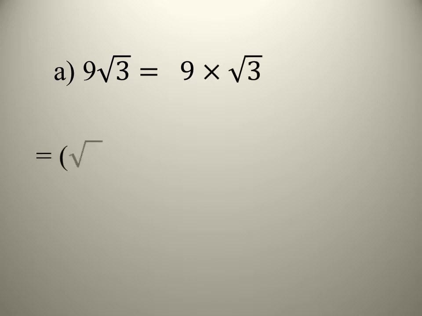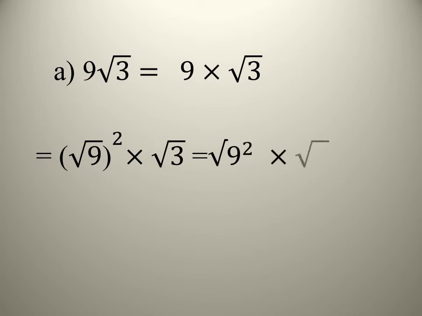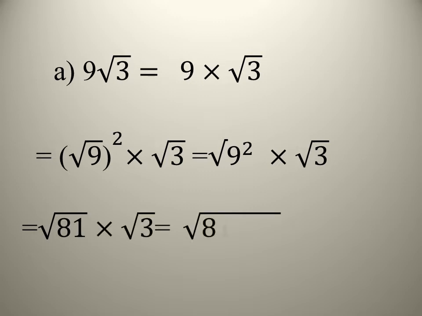Let's take a. 9 root 3, which is the same as 9 times root 3, is equal to root 9 raised to the second power times root 3, which is equal to the root of 9 squared times root 3. This gives us root 81 times root 3, which is equal to the root of 81 times 3, which gives us the root of 243.